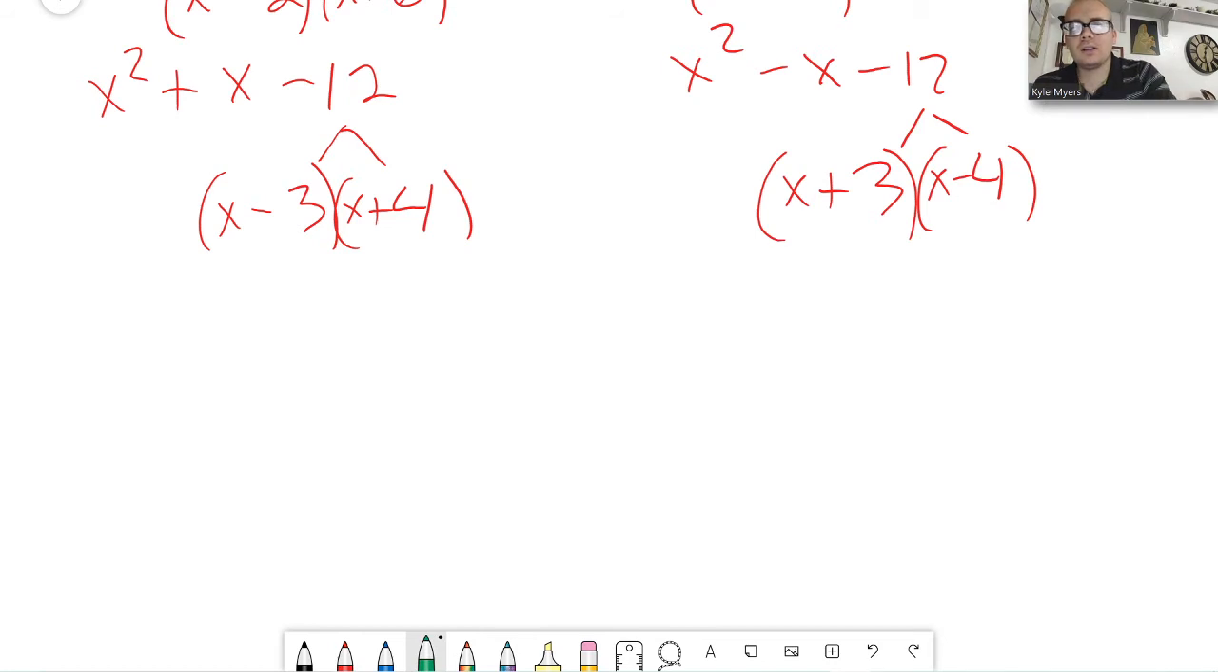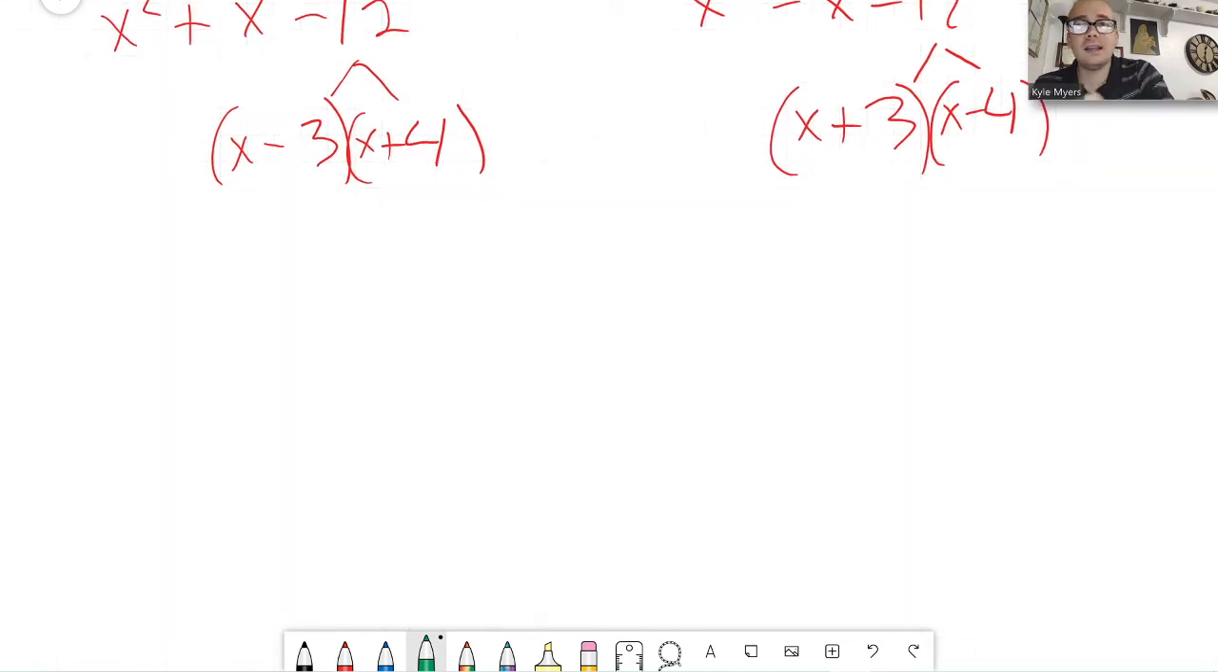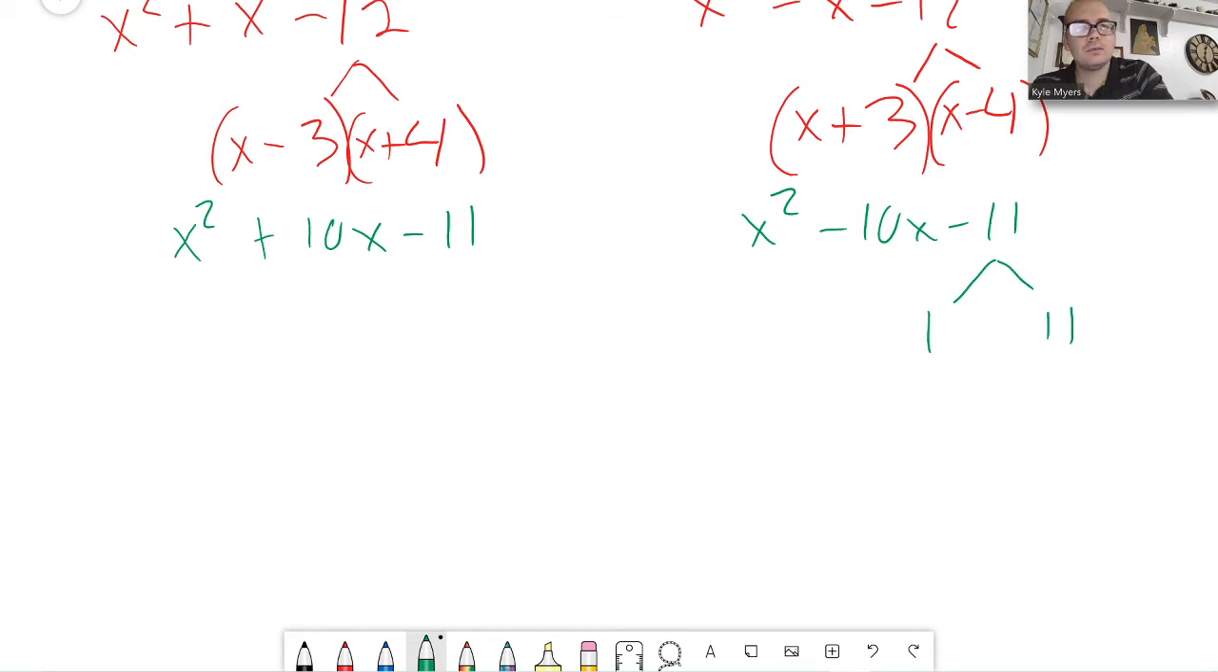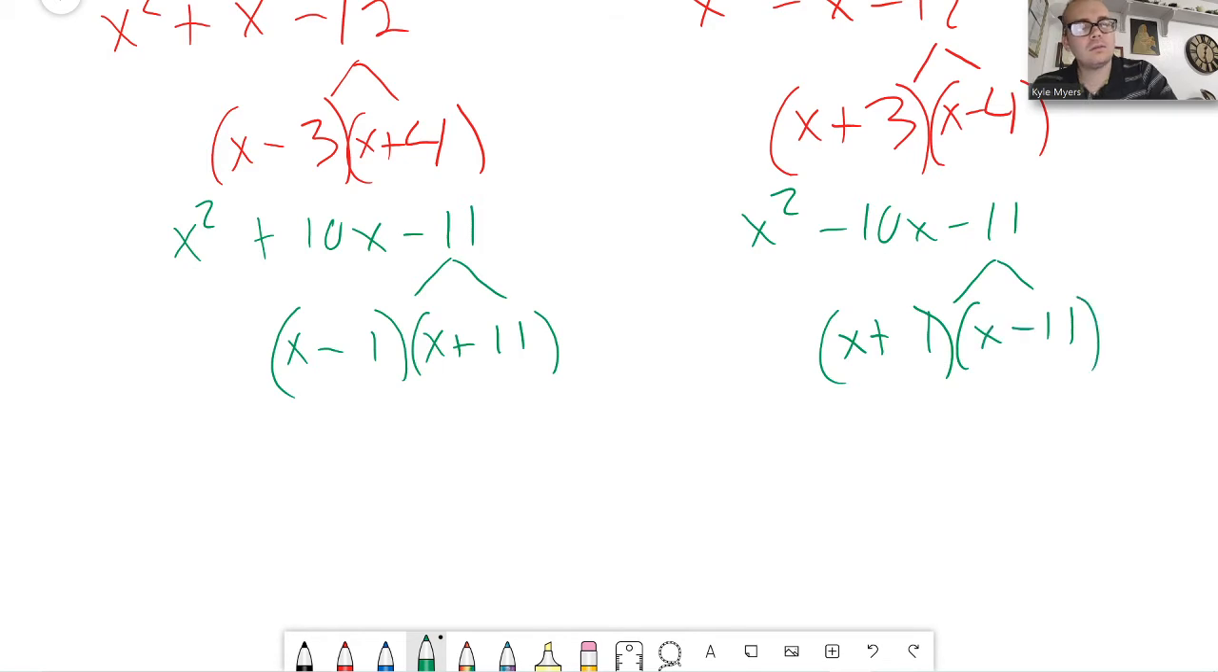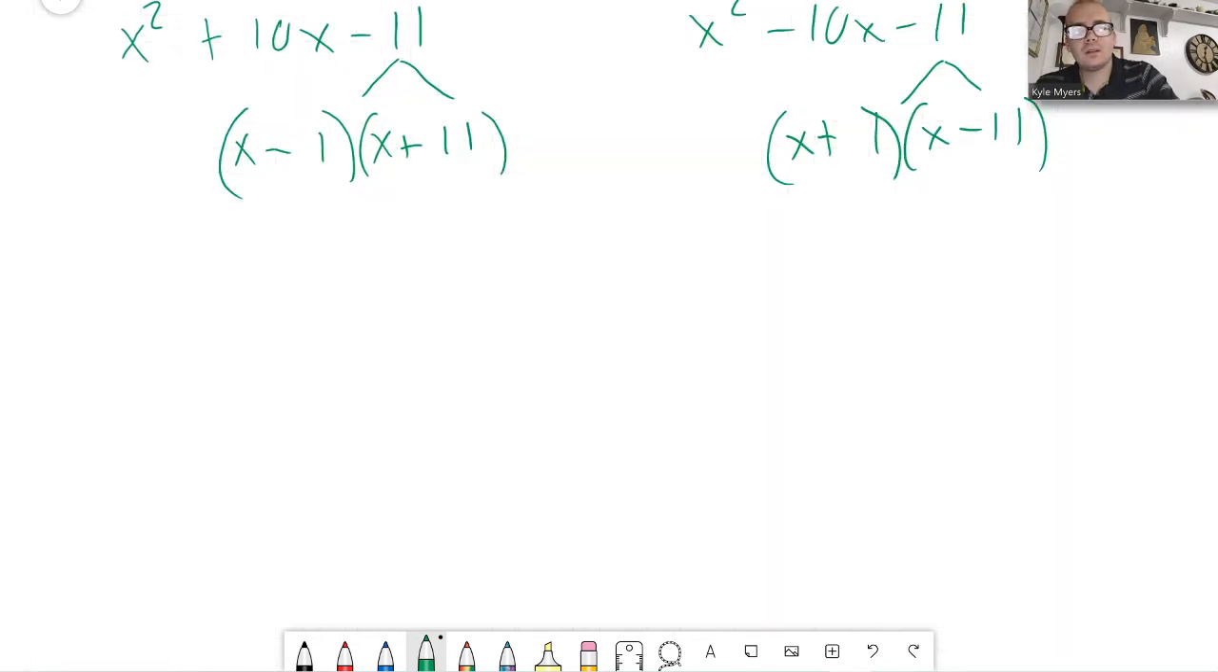Right, next color I think was normally green. 11 is also prime, so we're only going to have 2 of these. X squared plus 10x minus 11. X squared minus 10x minus 11. 1 and 11. We need a minus plus. And we're done. Plus, minus. And we're done with that too. And on to the next one.